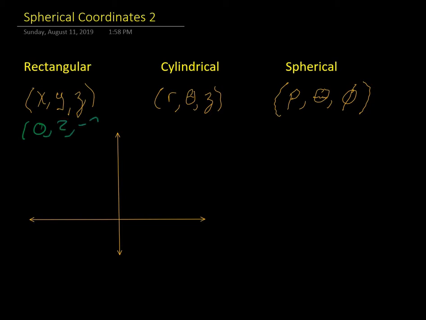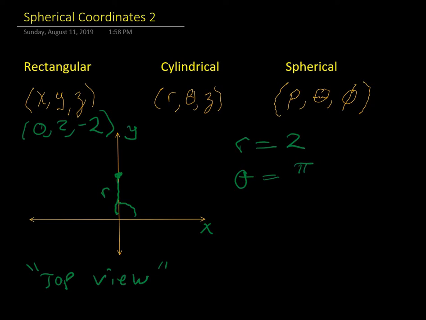0, 2, -2. And so if this were the x-axis and this were the y-axis, this would be our top view. So z is not there, as we're very accustomed to in 2 dimensions. The point 0, 2 is 2 units up on the y-axis. And that would give us our radius of 2. And it would also tell us that theta is pi over 2. And of course, z is given to be -2.